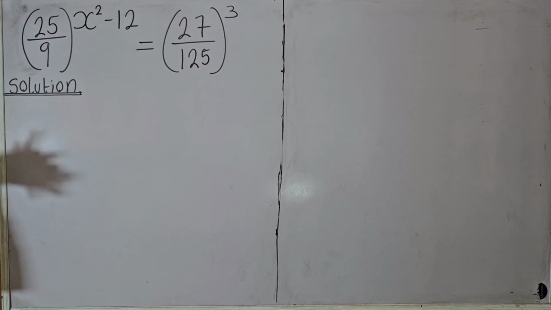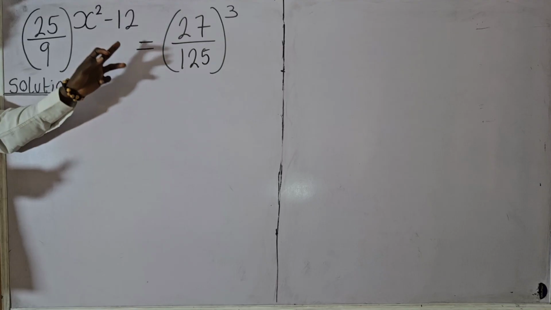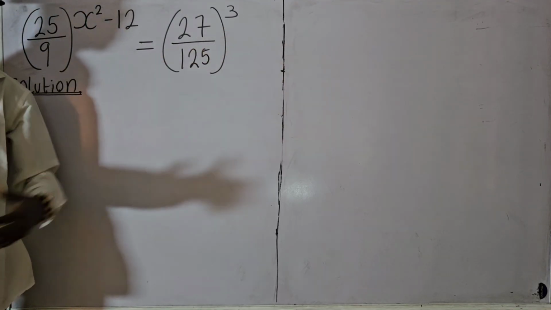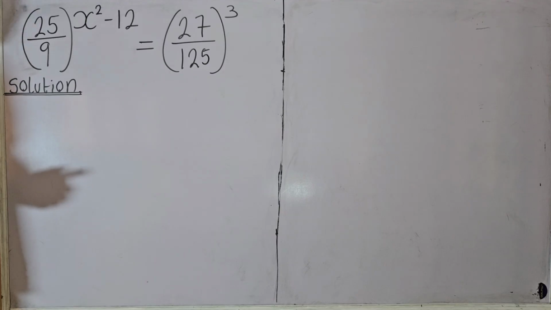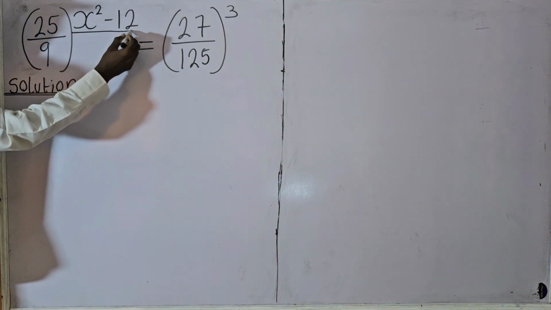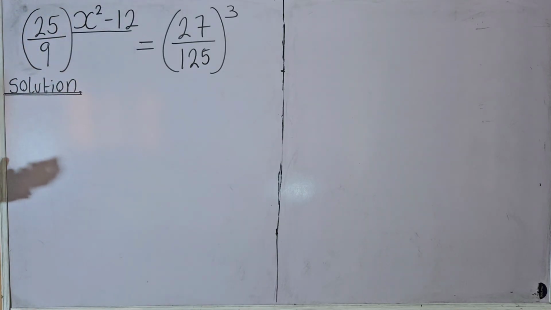Today, we have an interesting exponential equation on the board. Our goal is to find the value of x in (25/9) raised to the power of (x² − 12) equals (27/125) raised to the power of 3. Now listen, if you want to solve this question, you can see that the exponent on the left-hand side is a quadratic, right? Because the value of x here is raised to the power of 2.